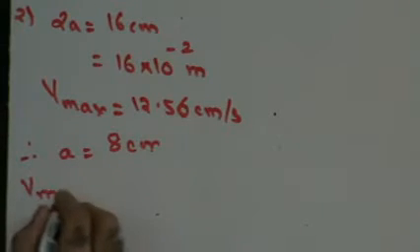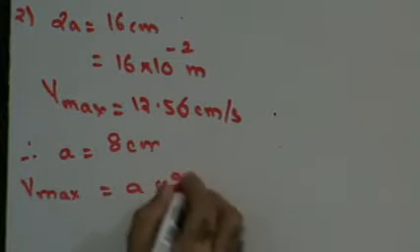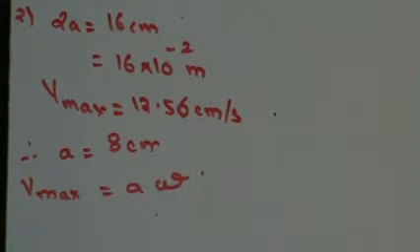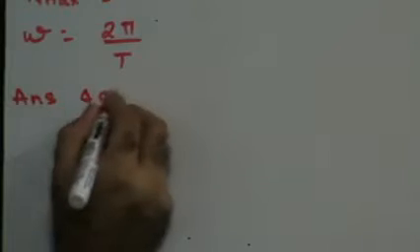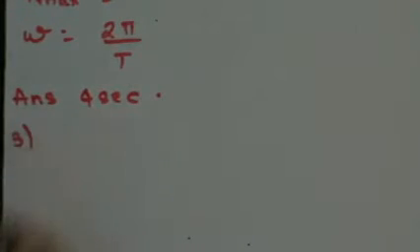V max is nothing but A omega. I know V max, I know A, I can find out omega. Once I get omega, I can say omega is 2 pi upon T. First use the first formula to get omega. Then using omega you can get the value of T. The answer for this sum should be 4 seconds. Next, take down next one please.